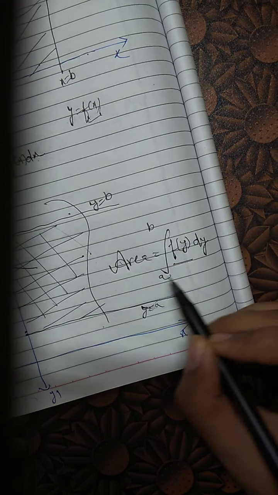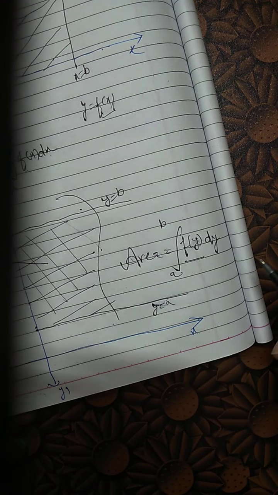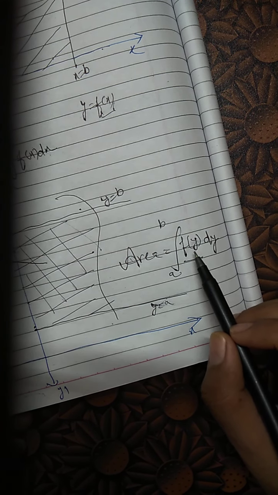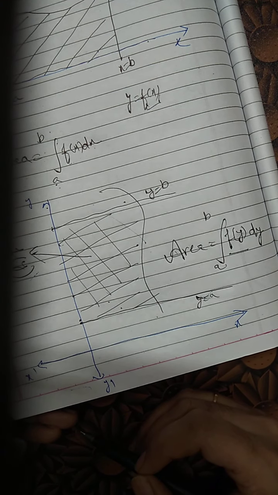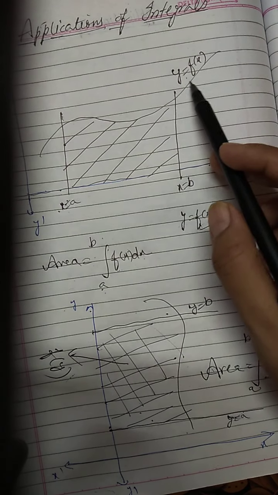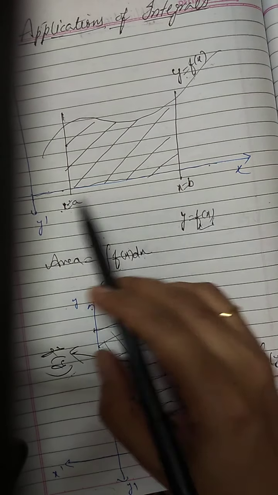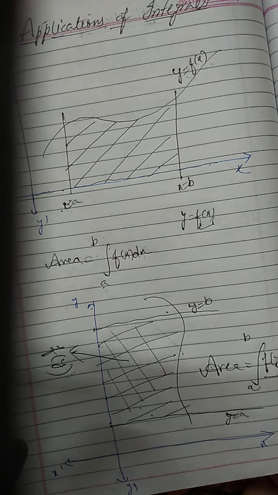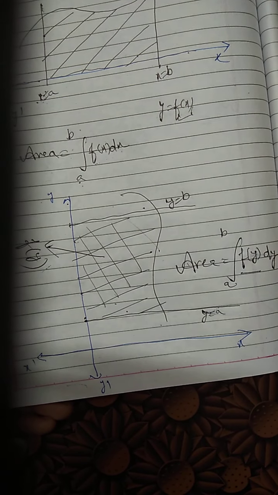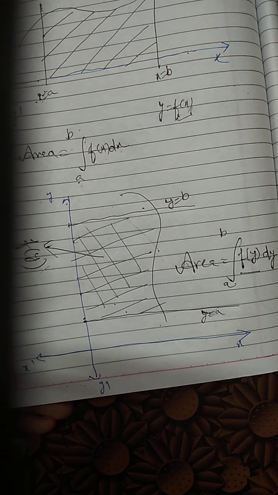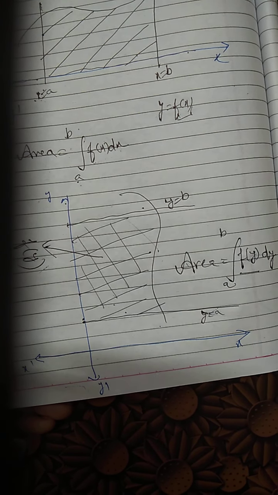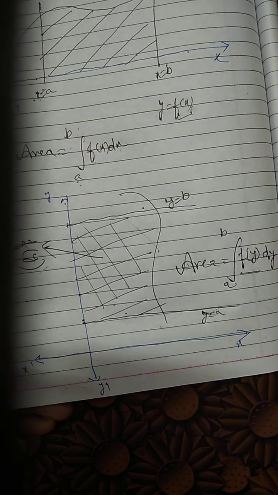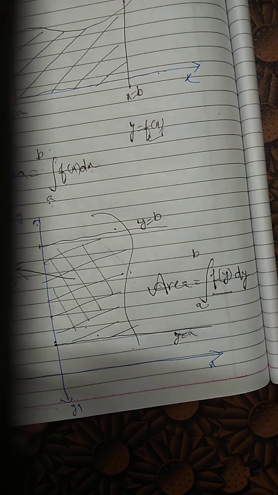So from here I can say, if the function is given in terms of y, then I have to take the limits also along the y-axis. If the given function is in terms of x, then I will be taking the limits also along the x-axis. And in a few sums by default it will be given, right? The lines will be given like that, and if it is not given, we are free to decide along which axis we want to find the integral by taking the limits.